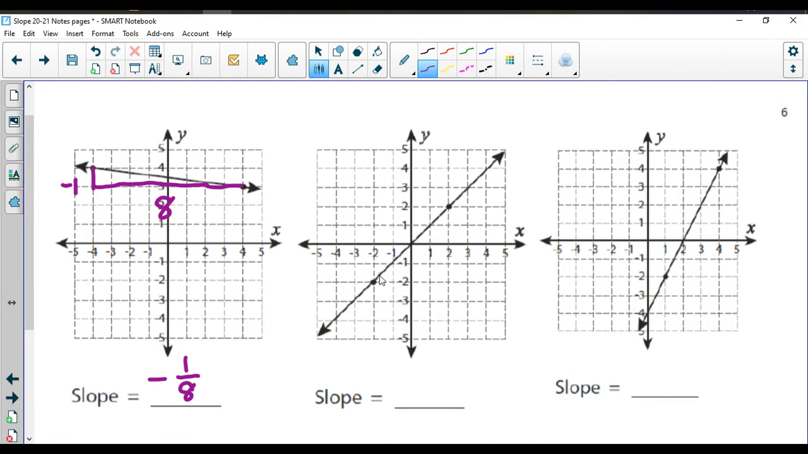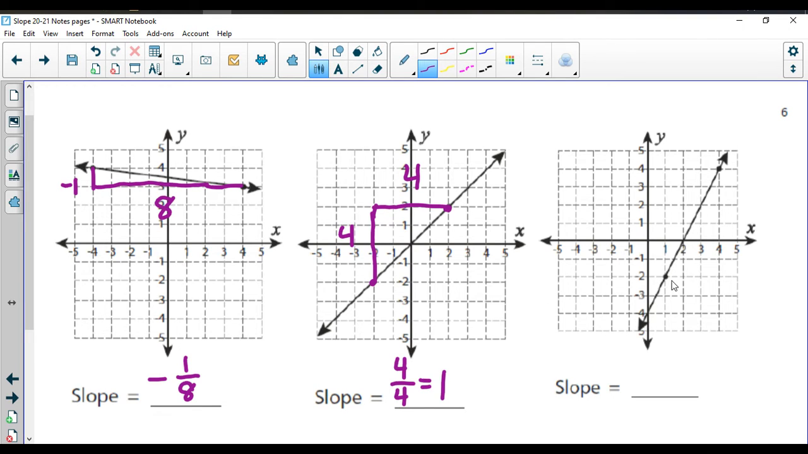Slope of this line here, we're going to move and tell me what is your rise. 1, 2, 3, 4 would be good. And to the right, 1, 2, 3, 4. So my slope is rise of 4, run of 4. This is going to reduce to 1. So when we have it reduced to a whole number, remember we actually write the whole number.